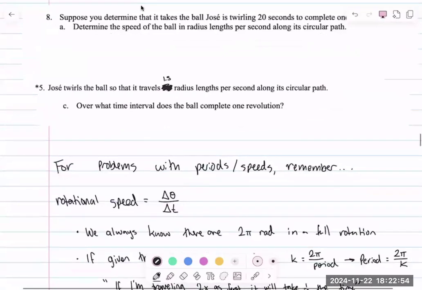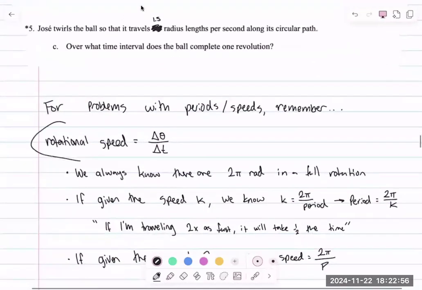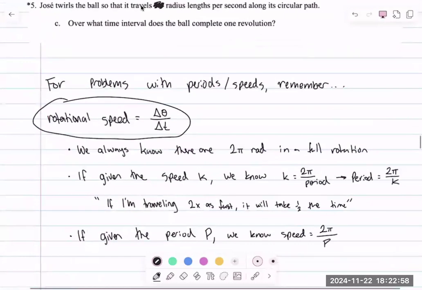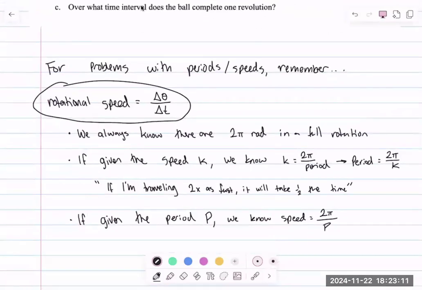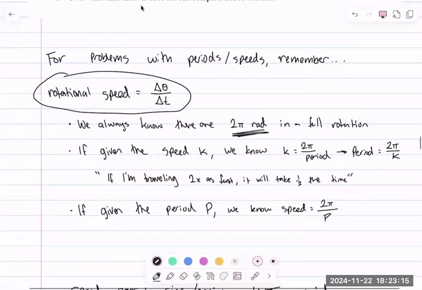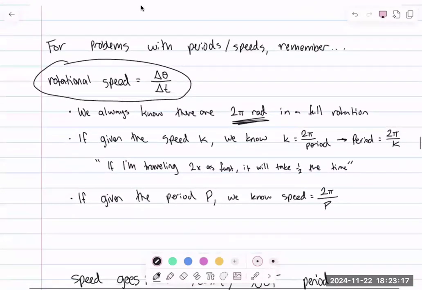For problems with periods and speeds, remember, rotational speed is given by our change in angle over change in time, right? If I travel 2 radians per minute, well, that's my speed, is 2 radians, that's my change in angle, every 1 minute, okay? We always know that there are 2 pi radians in a full rotation, and again, practice this. If we're given the speed, we know that the speed is 2 pi divided by the period, so we can solve for the period.